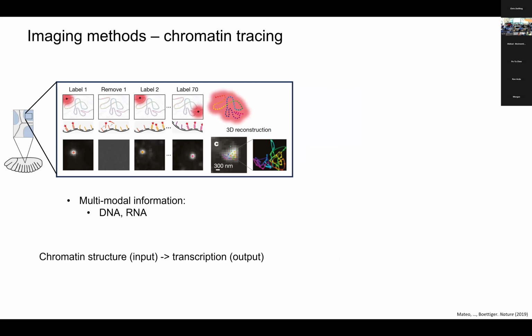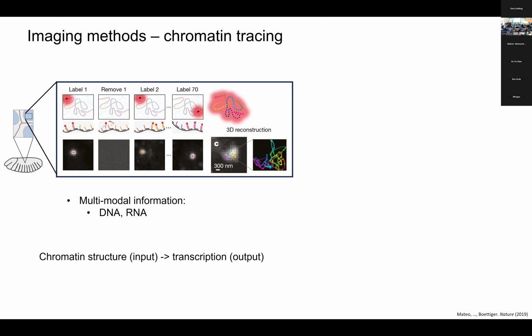Alternatively, people were also able to use imaging methods to study chromatin structure. For example, we can use sequential rounds of DNA FISH to map out a structure. What we can do is image one locus at a time, and then wash out the probe and introduce a second round of imaging, and then wash out the probe. So step by step, we are able to map out the structure after the reconstruction.